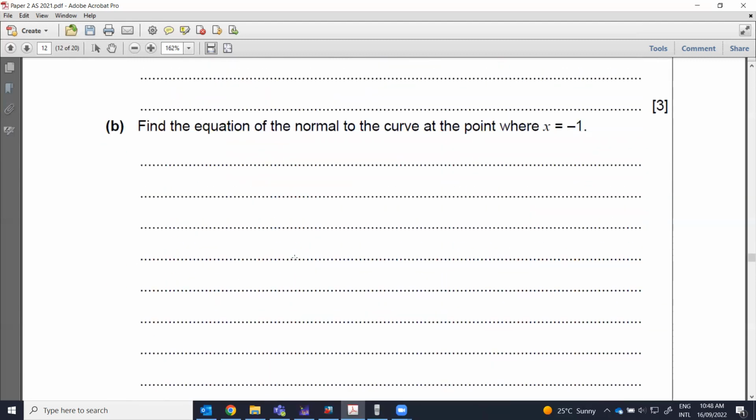Okay, then it says find the equation of the normal at the point on the curve where x is equal to -1. Now, the equation of the normal, what we need to remember is that the normal is perpendicular to the tangent. And dy/dx is the gradient of the tangent. And if two lines are perpendicular, it means that the product of their gradients is equal to -1. So I can work out the gradient of the tangent.